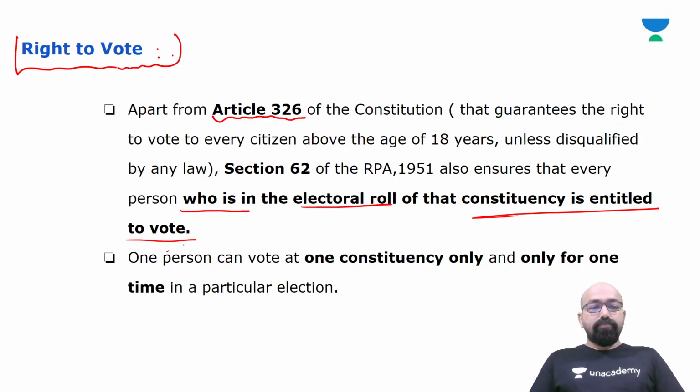Then one person can vote at one constituency only and only one time in a particular election. Yes, the law is aimed at reducing duplicacy of votes.